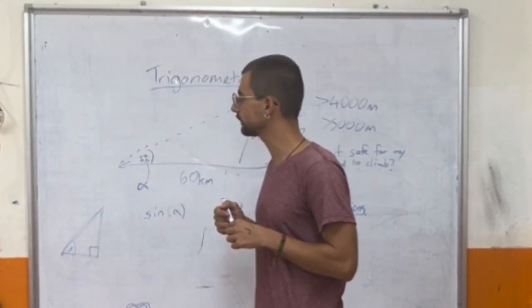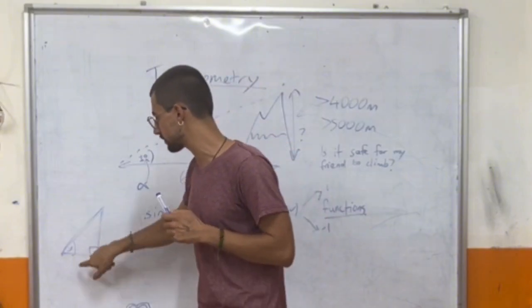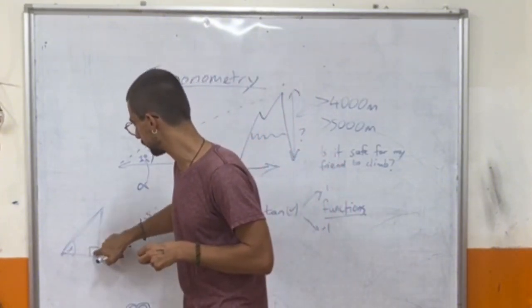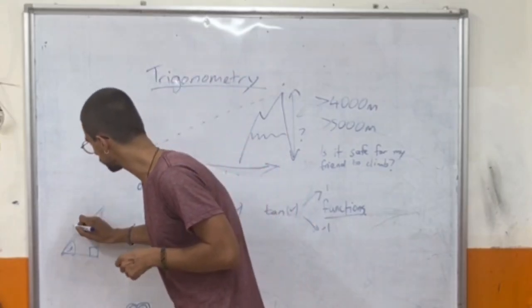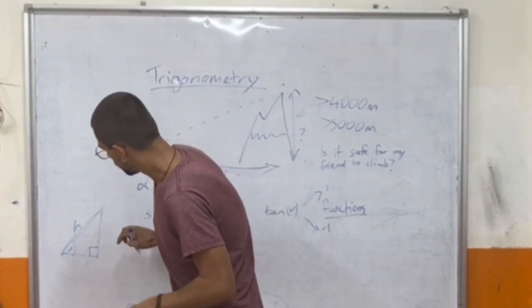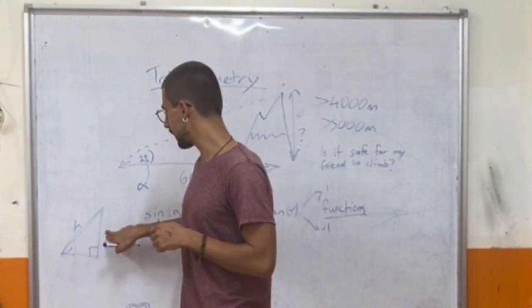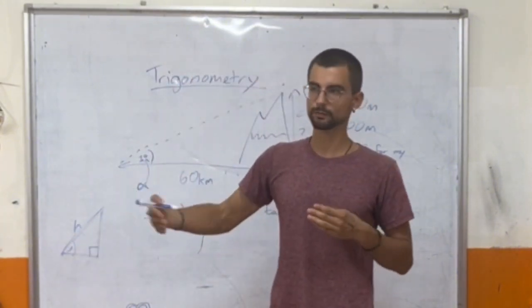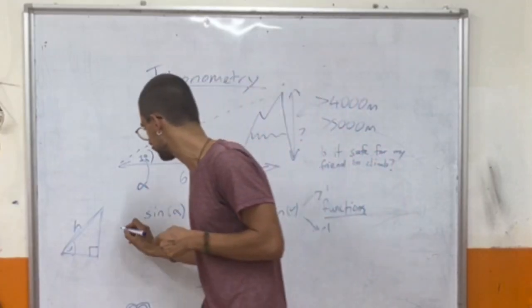Okay, now we define the names of the three sides. So the longest side, which is always opposite of the 90 degrees, is called hypotenuse. I will write the letter H. Okay? Then the side opposite of alpha is going to be called the opposite, which makes sense. It's opposite, as I said. So this is going to be O.